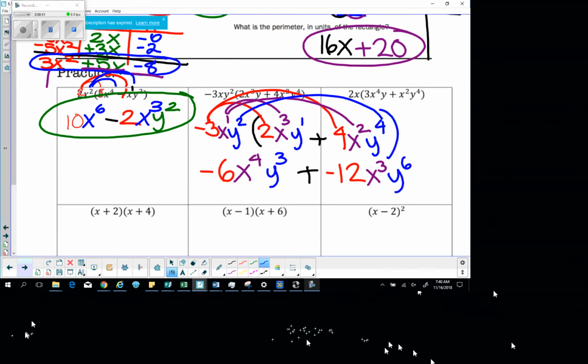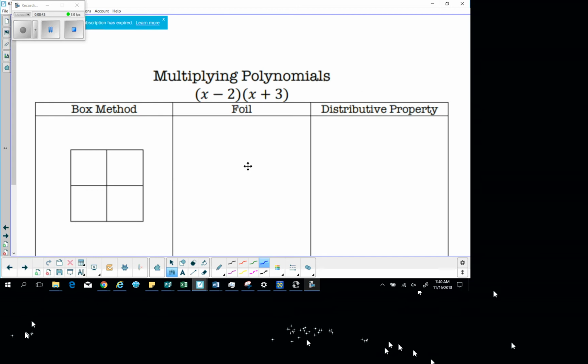So the next thing we're going over is right here. So this is multiplying polynomials. So you can see now we have 2 terms, right? So this is your second, and this is the most important one, because this is what we're going to be using for the next little while.